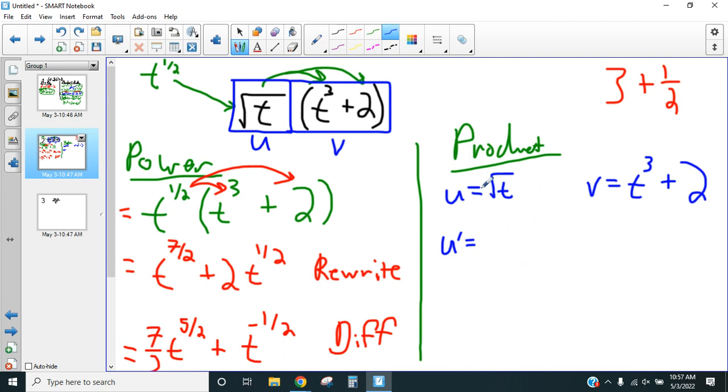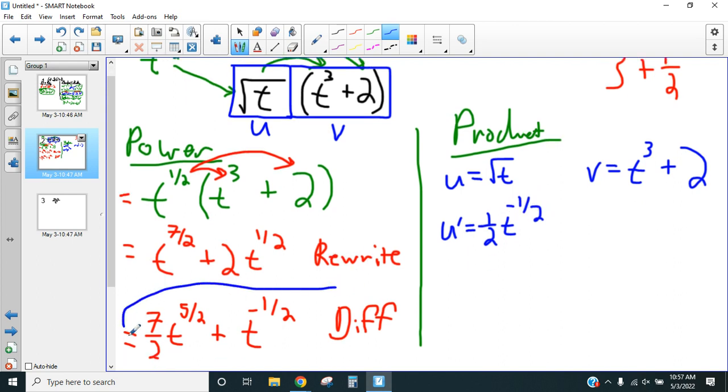So what's the derivative of square root? Well, it's 1/2 because that's the exponent. T to the negative 1/2. I'm going to leave it like this because that's the kind of form over here. We're trying to prove that they're the same, right? Okay, over here, V prime.